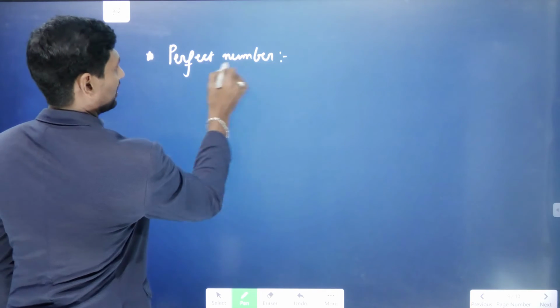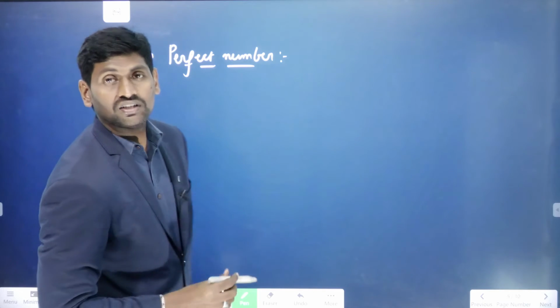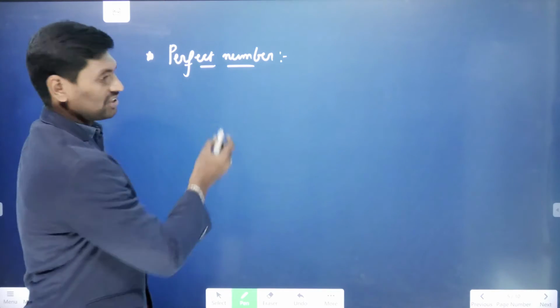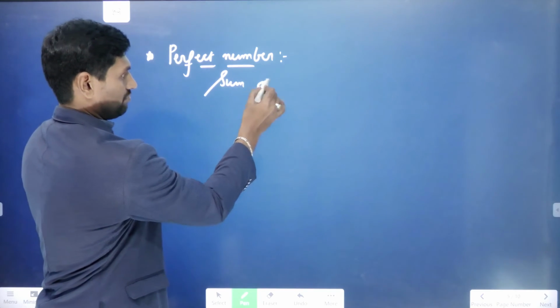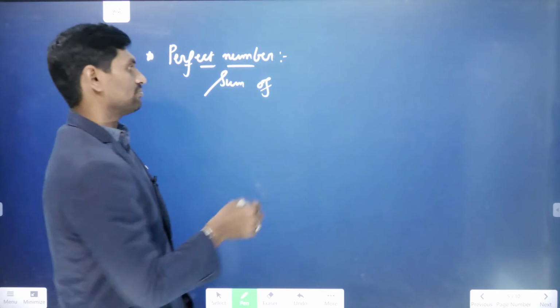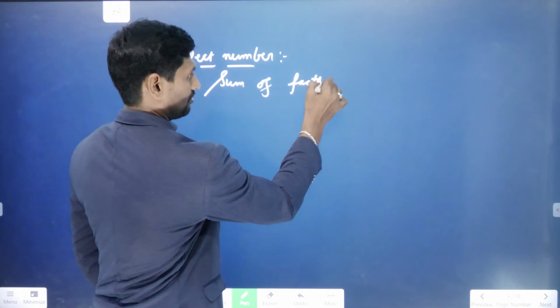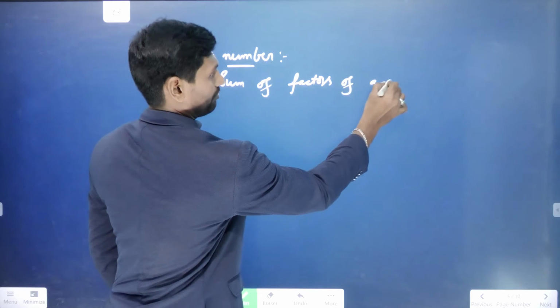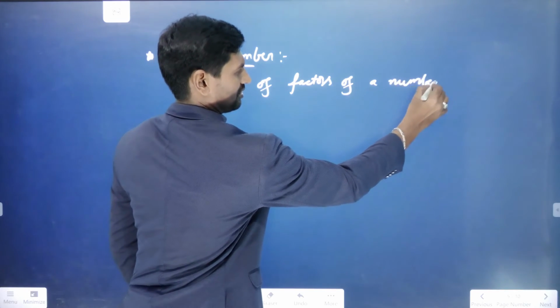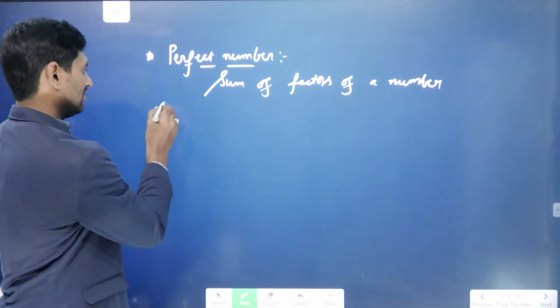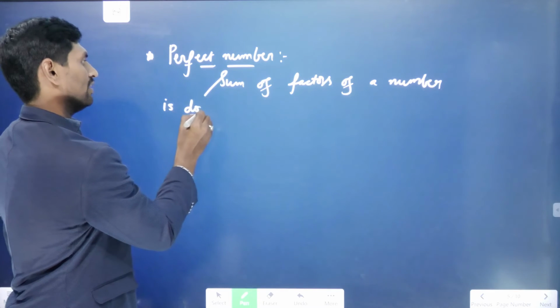Write everyone and write the examples also. 28, 6. So what is a perfect number? The sum of divisors, or we can call them factors, both are the same. The sum of factors of a number is double the number.